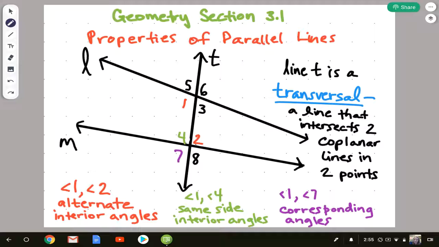You can hear it. Okay, so we're going to be talking about properties of parallel lines, and we're going to begin doing some proofs in this chapter. Not the paragraph proofs, but 2 column proofs.